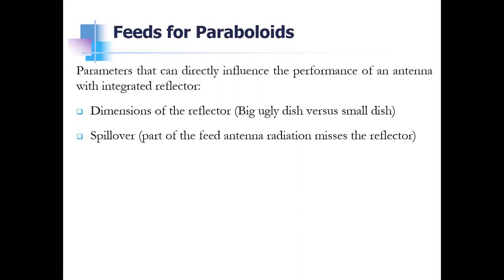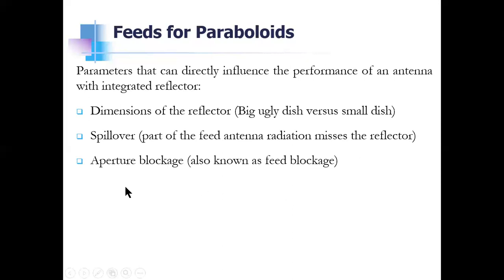Next is spillover. So what is spillover? When the feed, which is placed at the focus of the paraboloid, gives the primary pattern and hits the secondary reflector, that is the bigger one, the paraboloid, the illumination which comes out is usually parallel to the axis of the parabola, right? Now, there is some part of the illumination coming out of the feed which doesn't hit the reflecting surface and misses the reflector. This is called spillover. So spillover is that part of the feed antenna radiation which misses the reflector, that is the parabolic reflecting surface.